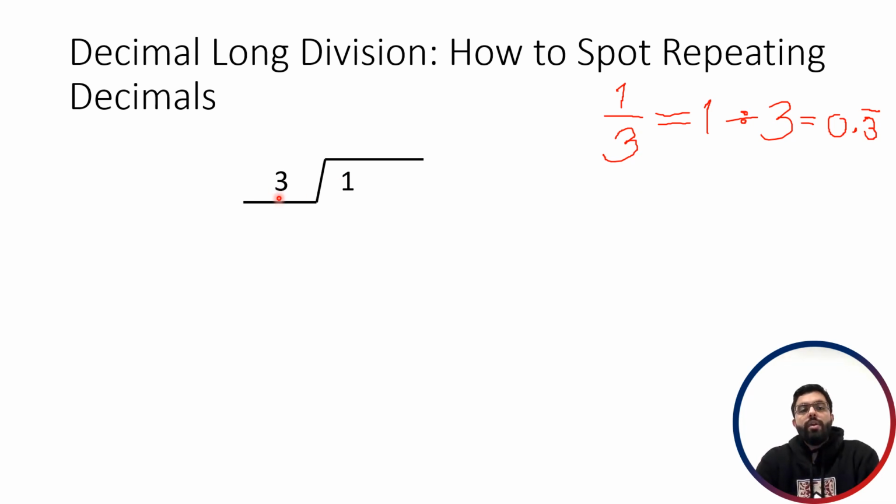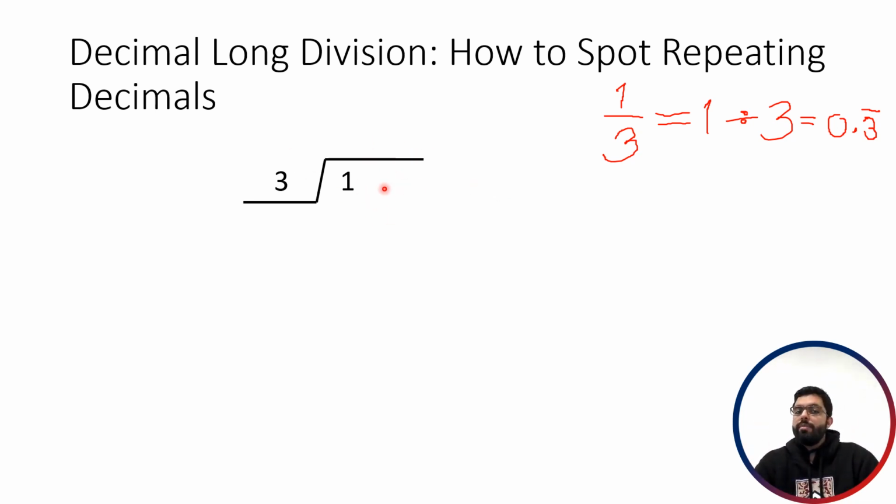So we start out with asking ourselves the traditional question, how many times does 3 go into 1? And the answer is, it doesn't. Now, normally, if this was a bigger number, like 25, then you'd ask how many times does 3 go into the 2? And it doesn't. So then you tack on that 5 and you ask, okay, well, how many times does 3 go into 25? And then you go through that problem.